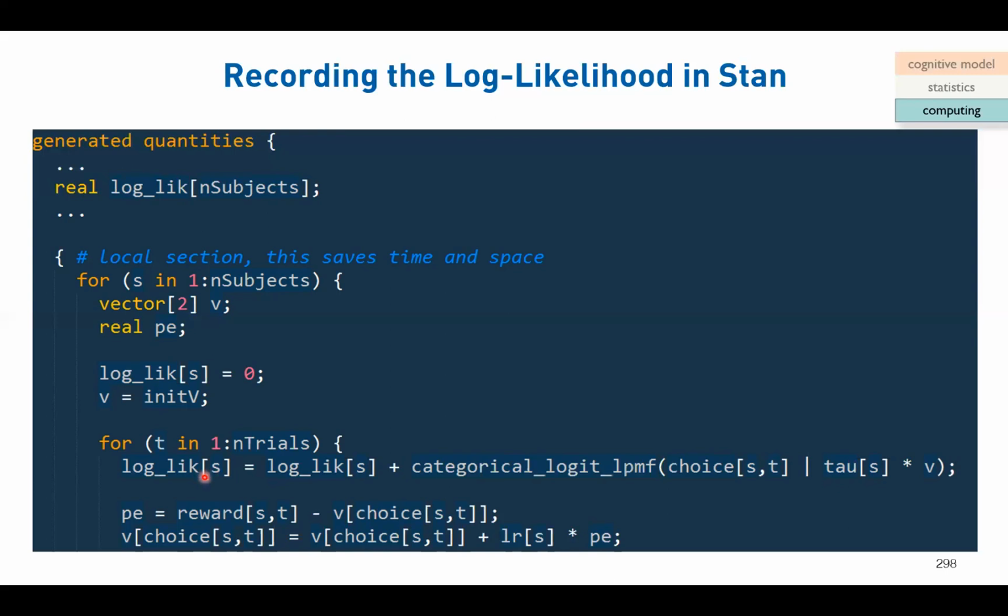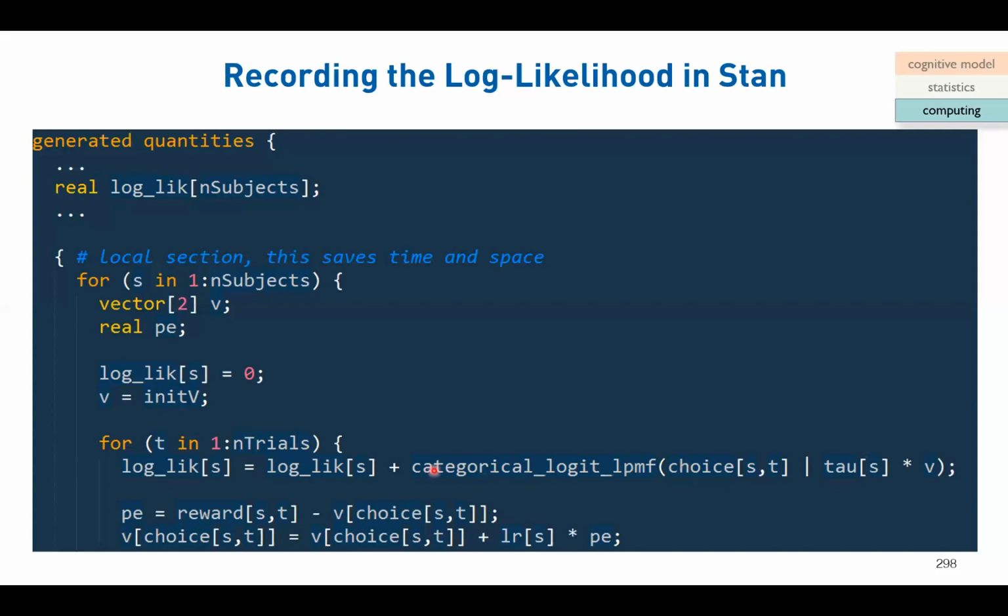The difference is that in the model block, we have to write a sampling statement. So we say the choice is distributed as a categorical logit distribution. In this particular case, we do not have to write the sampling statement because the sampling is already done. We want some calculation after the sampling. So we say that here the likelihood is calculated by this corresponding function.